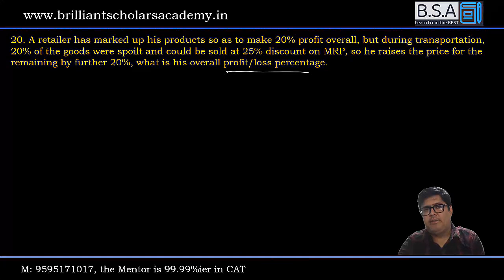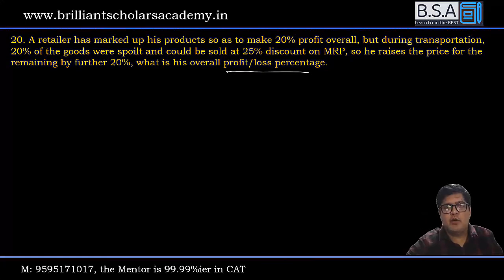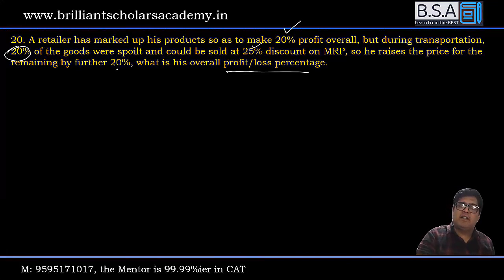So you notice here, how much of the goods are spoiled? 20% goods are spoiled. Look at the price. 20% is increased, 25% is discount, and then a further 20% is increased. How am I assuming quantity? I'm assuming the total quantity to be 10 and total cost price to be 100.